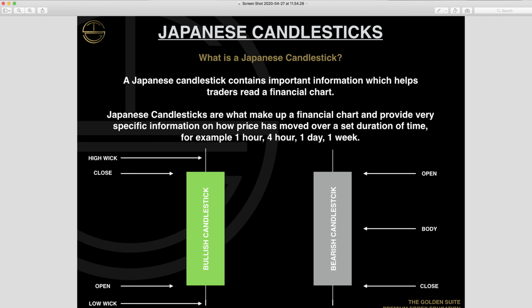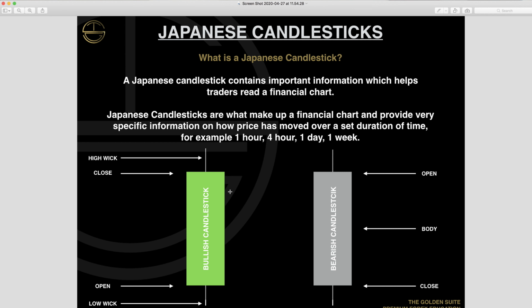So first of all, let's just talk about what is a Japanese candlestick. Now, as we know, Japanese candlesticks tell us the information that we need. They tell us information about what's happened over a specific duration of time. It helps us read the financial chart, and it shows us the high, the low, the open, and the close. So let's just break that down very simply.